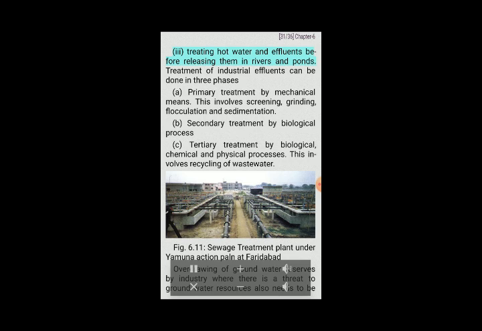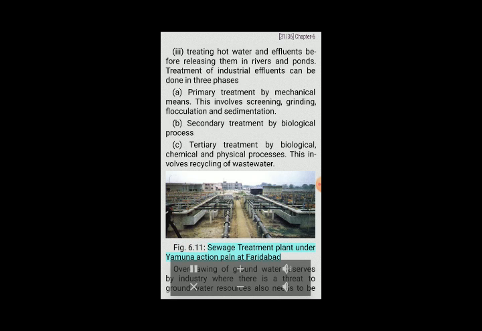2. Harvesting of rainwater to meet water requirements. 3. Treating hot water and effluents before releasing them in rivers and ponds. Treatment of industrial effluents can be done in 3 phases. A. Primary treatment by mechanical means. This involves screening, grinding, flocculation, and sedimentation. B. Secondary treatment by biological process. C. Tertiary treatment by biological, chemical, and physical processes. This involves recycling of wastewater.